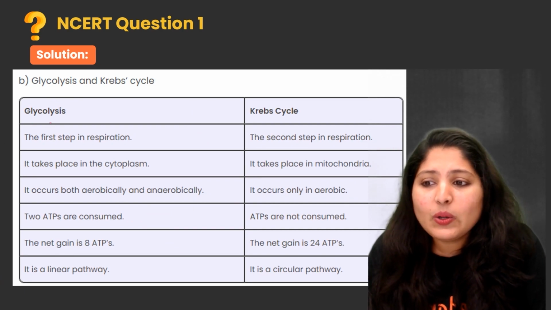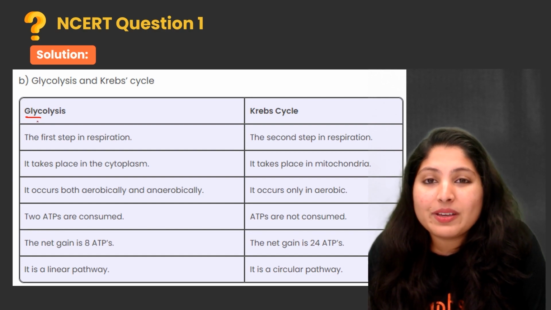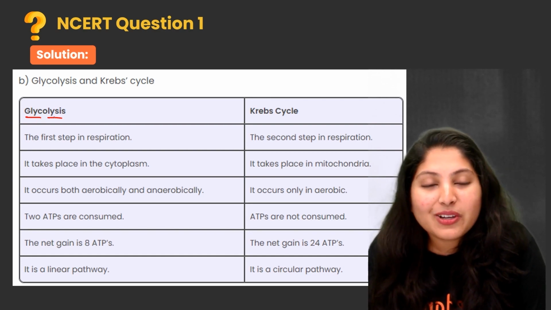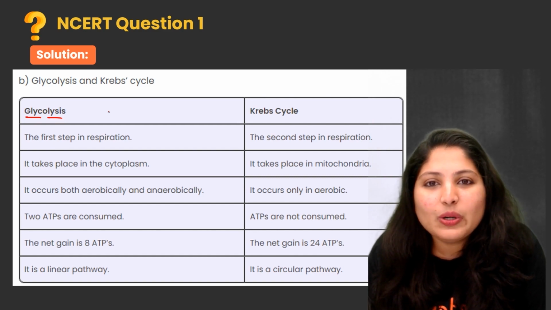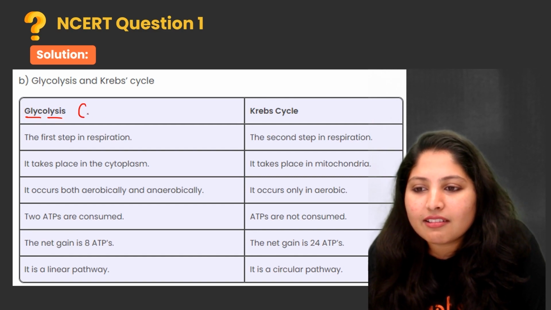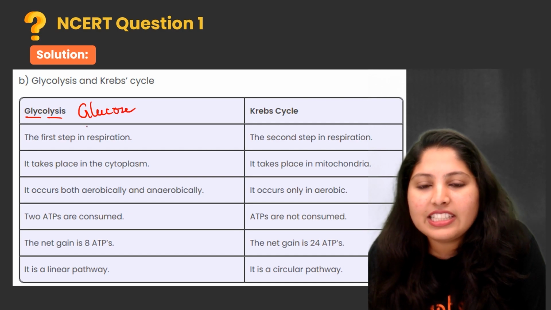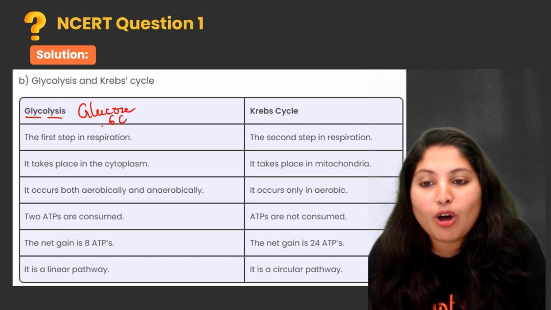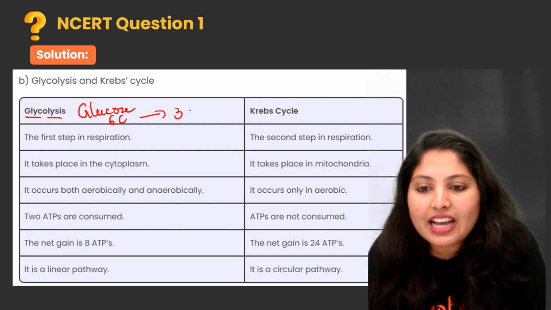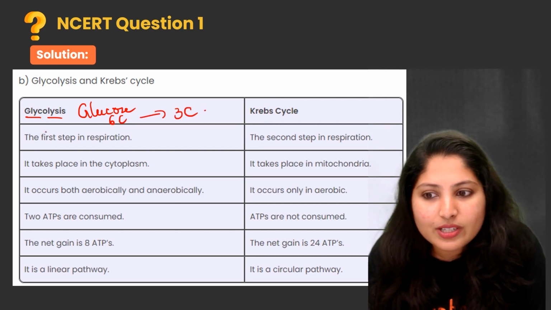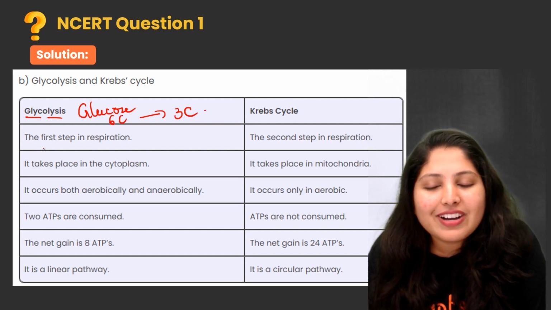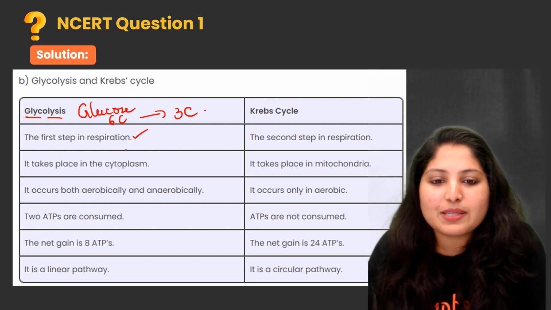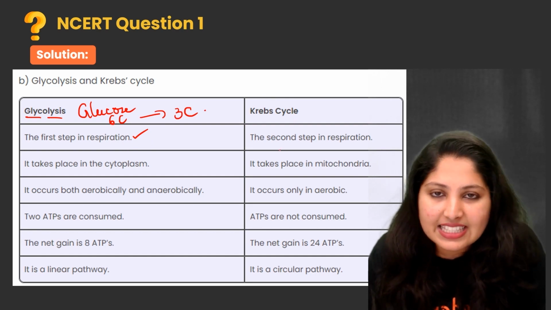Glycolysis: glyco means glucose, lysis means cut. So glycolysis means to cut glucose. The glucose is divided into pyruvic acid, so a 6 carbon molecule is converted into 3 carbon molecules. That is glycolysis. It is the first step in respiration. Krebs cycle is the second step.